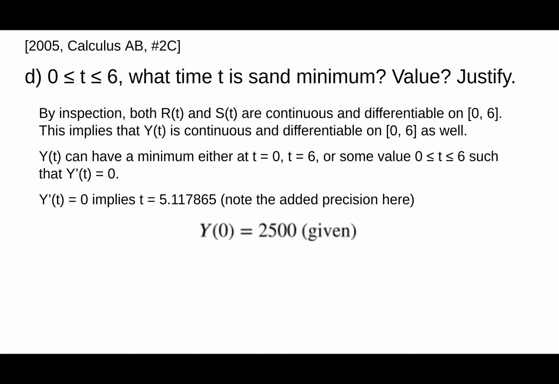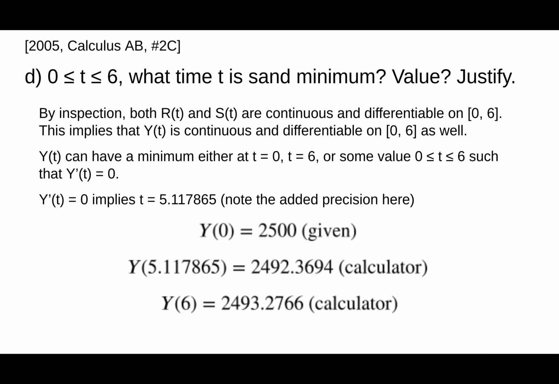All right, so we can figure out what the amount of sand is at all 3 of these times. We're given in the question stem that the amount of sand on the beach at t equals 0 is 2,500. We can use our calculator to determine the amount of sand on the beach at t equals 5.117865. That's 2,492.3694 cubic yards. And we can figure out how much sand is going to be on the beach at t equals 6 hours. Also, we can do that on our calculator. That's 2,493.2766 cubic yards.